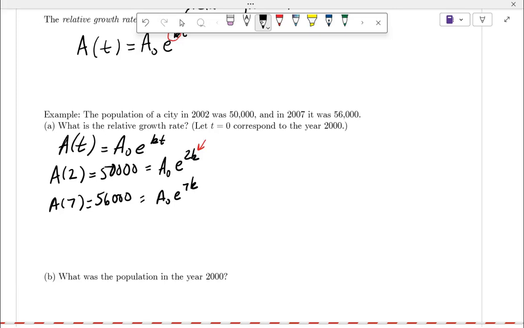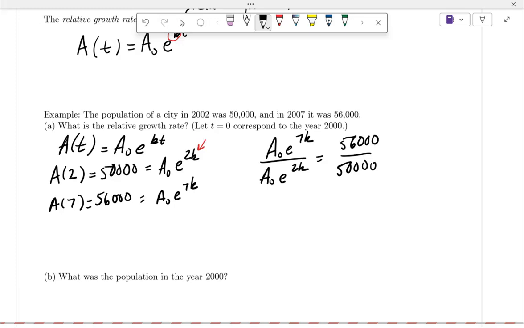Okay, so if I take the a sub 0 e to the 7k and divide it by the a sub 0 e to the 2k, that has to be 56,000 over 50,000. And again, why am I dividing them? I don't know what a sub 0 is yet, do I? No, I want to make it go away, don't I? Right? Okay. So I'm going to divide them so that the a sub 0 goes away.